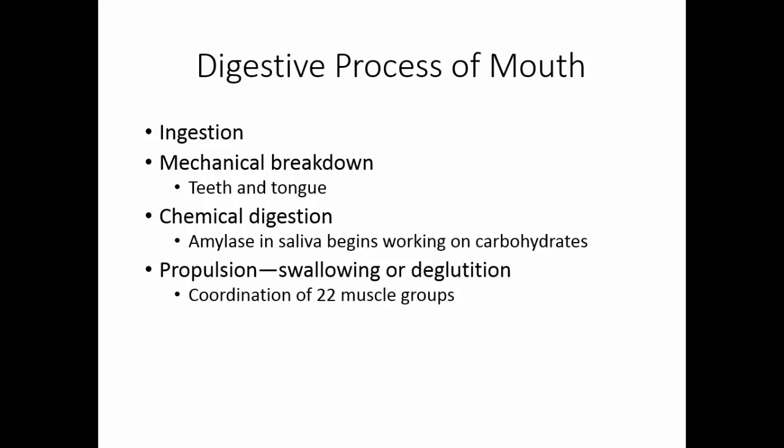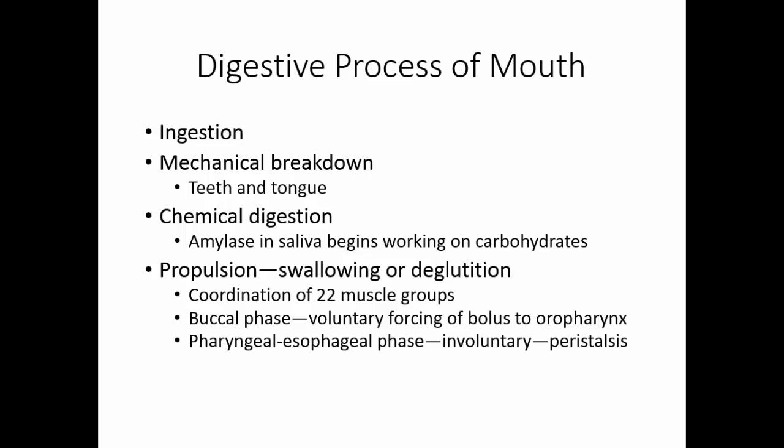Swallowing is a coordination of 22 different muscle groups. In the buccal phase, the bolus is voluntarily forced into the oropharynx. Then the pharyngeal and esophageal phase occurs. This is when involuntary muscles take over and peristalsis begins. Basically, the pharynx and the esophagus are simply conduits to the stomach.